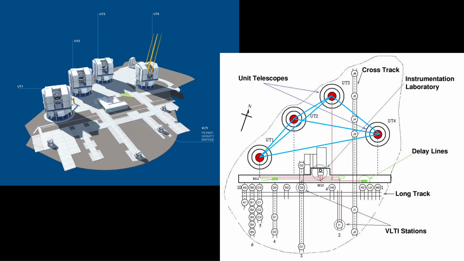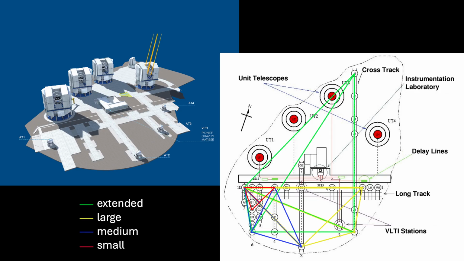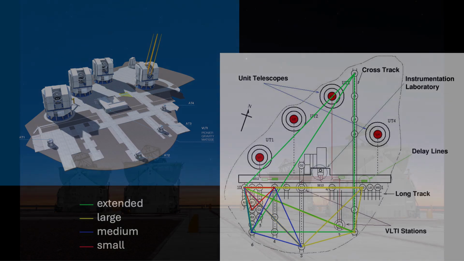While UT baselines are fixed, ranging from 46.6 meters up to 130.2 meters, the ATs are movable. AT baseline configurations are requested using generic names: small, medium, large, and extended. Since changing an AT configuration requires physically moving the telescopes, this process can take up to 2 days.